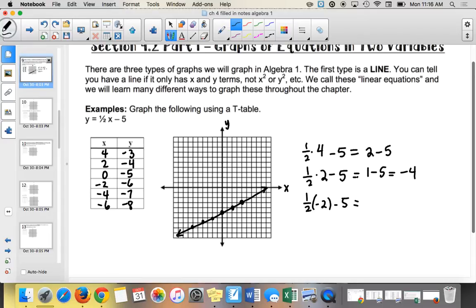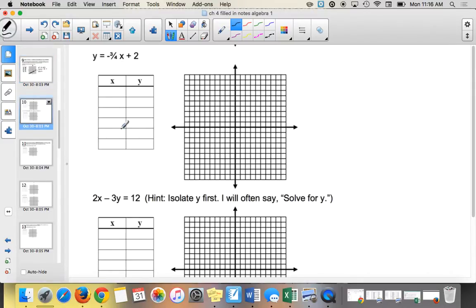Easy enough? So that's the first kind. The first kind is lines. But it's not always solved for y. In that case, we had y equals, so it was nice for us because we could easily plug in x and get the values pretty quickly. So sometimes we have to get the y by itself. Let's try this one.